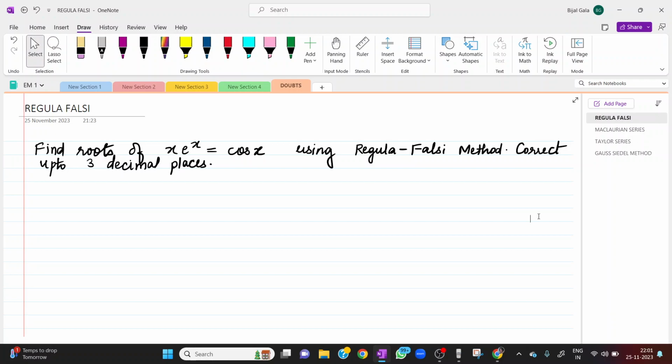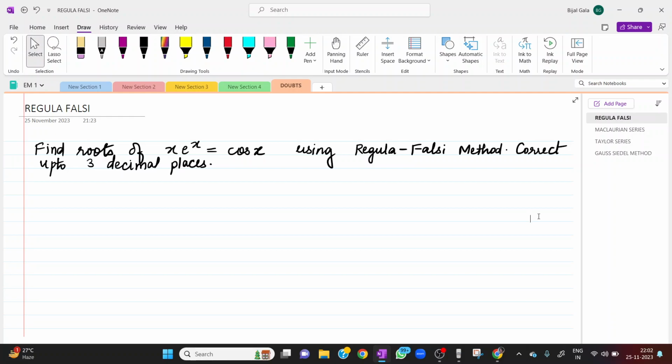Now there are a few questions which we have already done in the previous video. The regular Falsi method was already covered there, but we took only the algebraic type of equation, not the transcendental. So today in this video, I'll try to cover a transcendental equation and a few other categories of questions. Okay, so let's look at the question here.